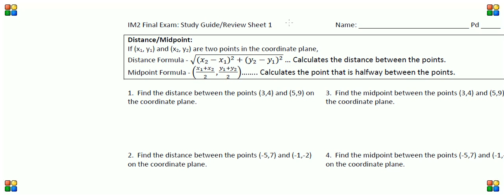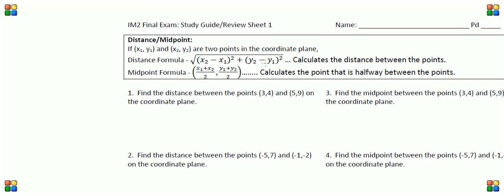Let's go ahead and start with question number 1, which asks, find the distance between the points (3, 4) and (5, 9) on the coordinate plane. The reason they say on the coordinate plane is just to let you know that these two sets of numbers in parentheses are coordinates. And if you take a look right above it, you see that we have the distance formula.